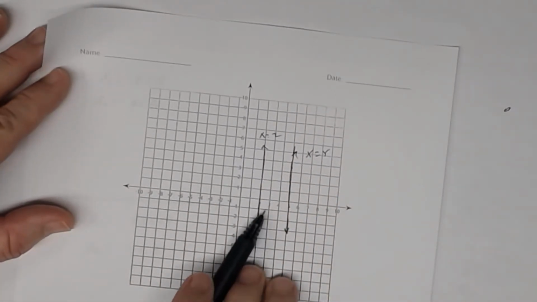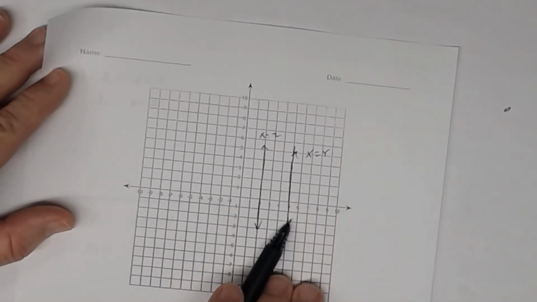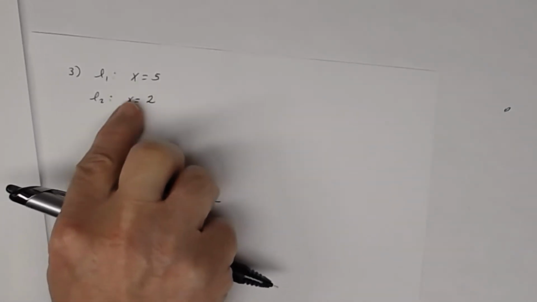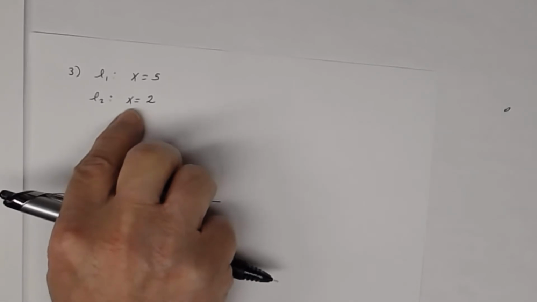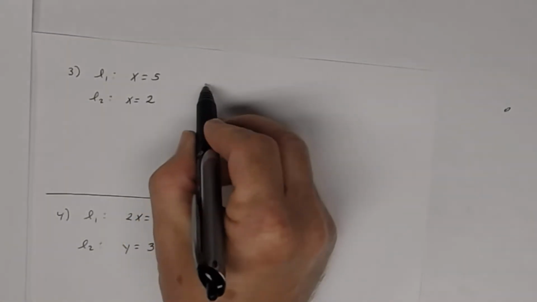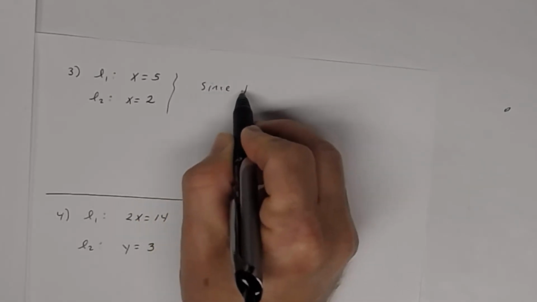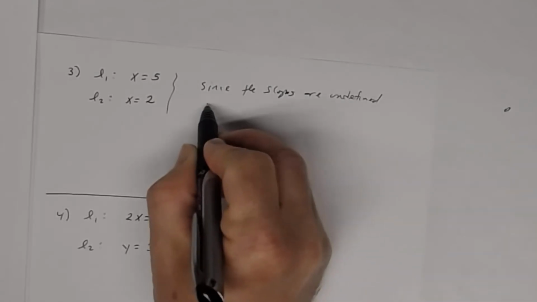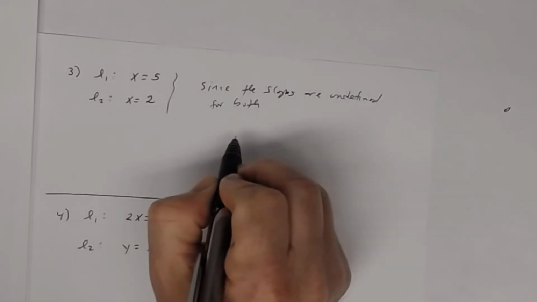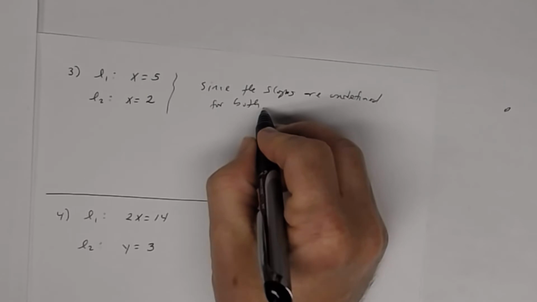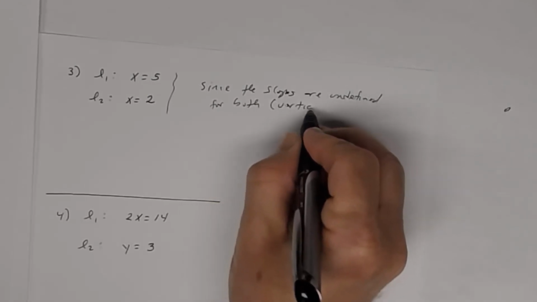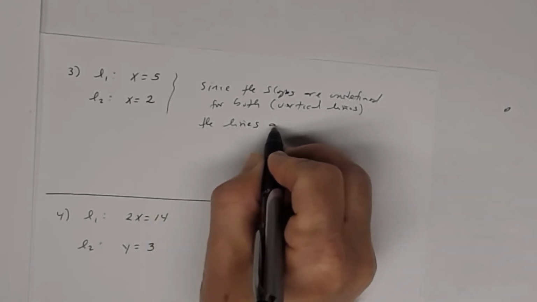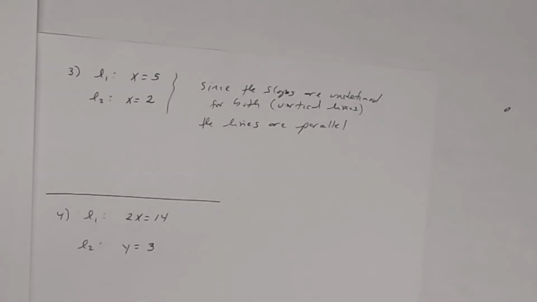It's also a vertical line. And what do you notice about those two lines? Are those two lines parallel, perpendicular, or neither? They are parallel. You could not do this using slopes because those two lines have no slope. The slope is undefined. So since the slopes are undefined for both, remember they're vertical lines, the lines are parallel.